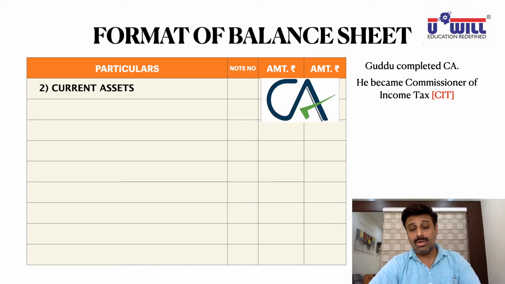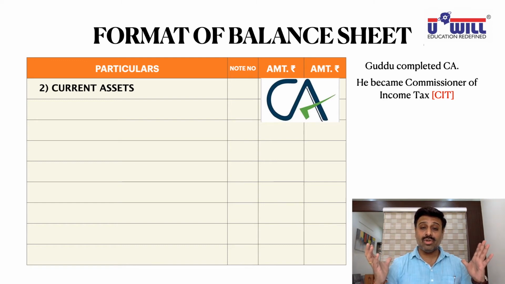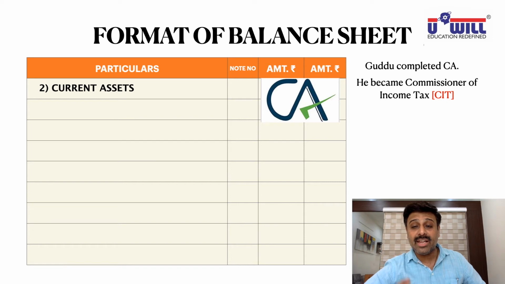Then Guddu got that feeling of Salman Khan. He had that feeling in one of the movies with Paresh Rawal. He made Paresh Rawal feel that he is the god. He is overpowered. He is superpowered. So Guddu also got that feeling that he became CA. He became Commissioner of Income Tax.